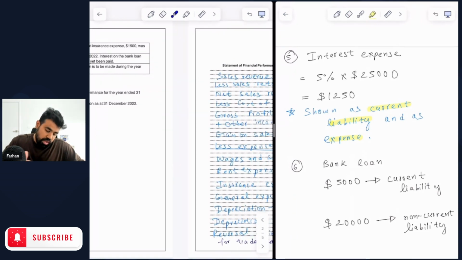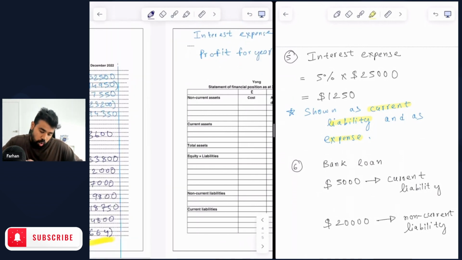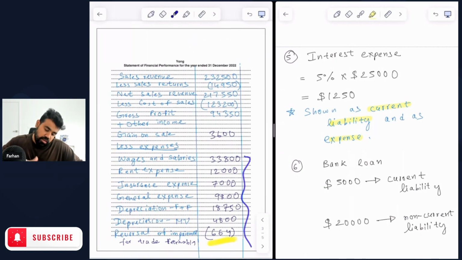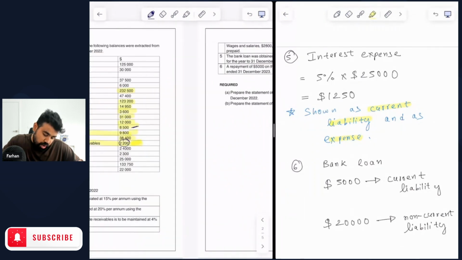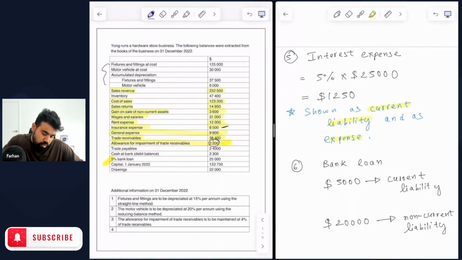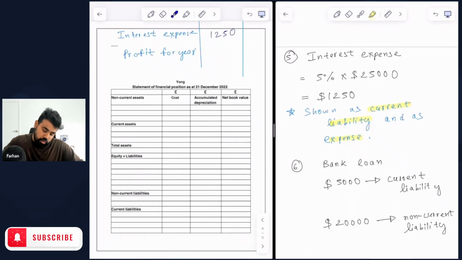So let's go back to the outline we have created and fill in with $1,250 for interest expense. So we got all of the expenses sorted in place. And if you quickly scan through the balances that we're given, we sort of used everything. We used these first 4 or 5 lines regarding non-current assets as part of our depreciation calculations. And then we got inventory and all this stuff that we will be showing in the statement of financial position eventually.